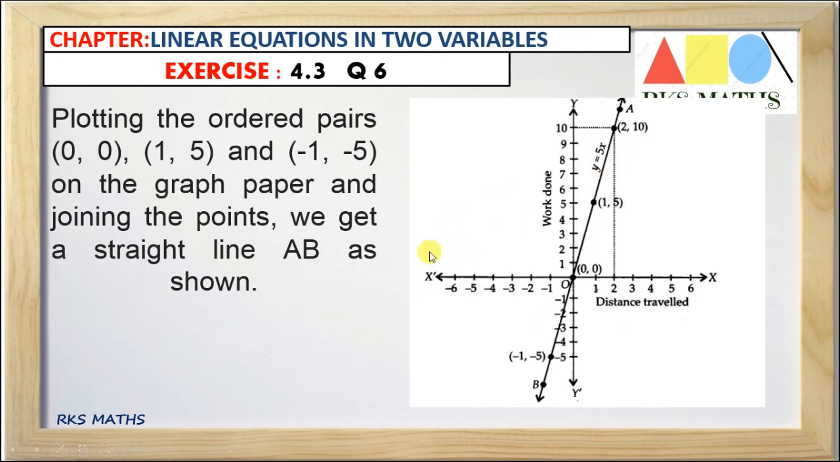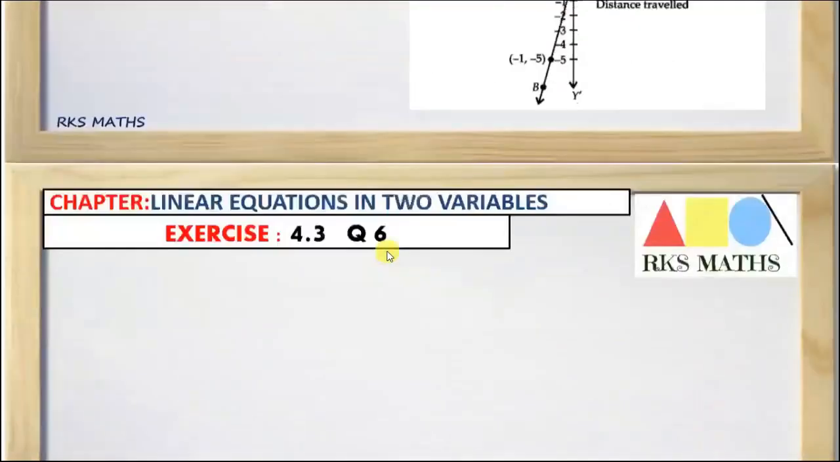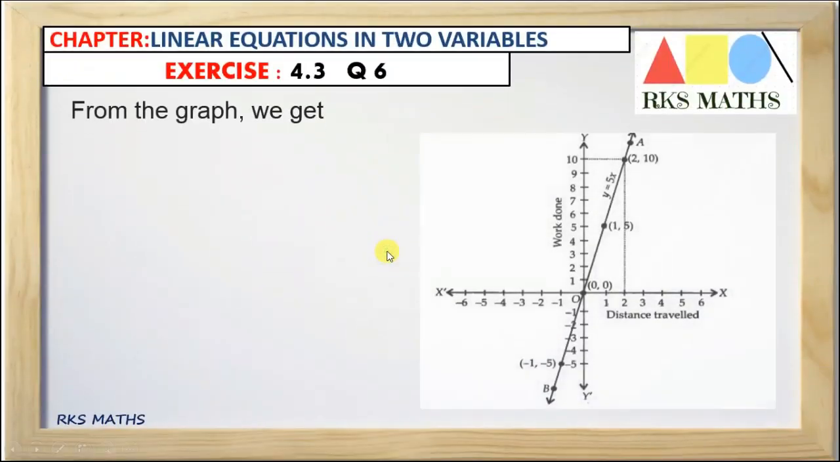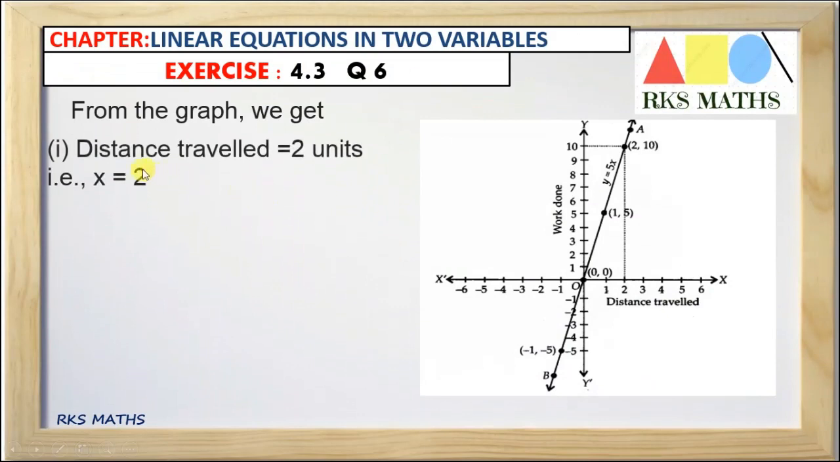So student, just recall in this question there are three parts. In the first part, we had to make the equation, that is y is equal to 5x, we made. In the second part, we were asked to draw the graph, so this is the graph we have drawn. And in the third part, it has been asked that from the graph we have to calculate what is the work done when the distance traveled is 2 units. Student, you can see here when the distance traveled is 2 units, what is the corresponding value of work done? That you can see it is 10.